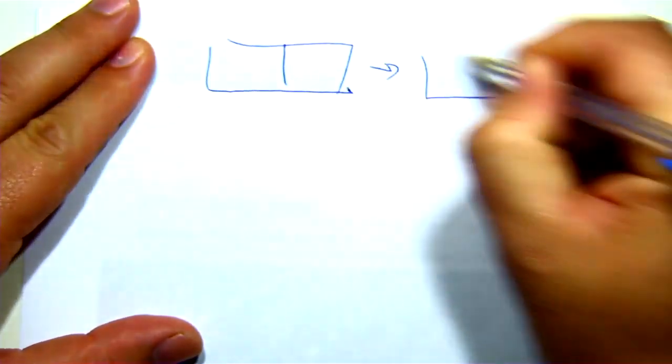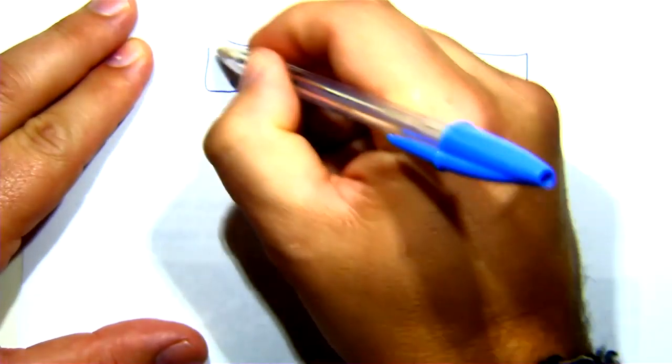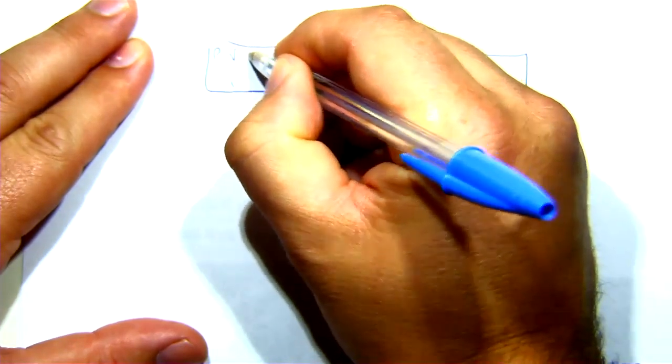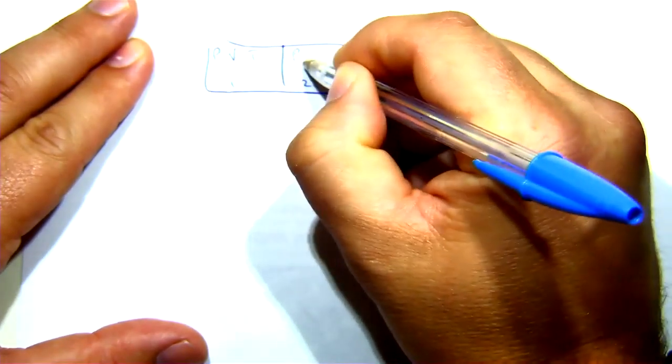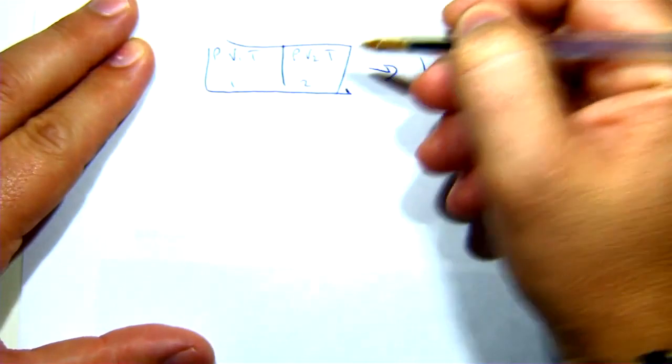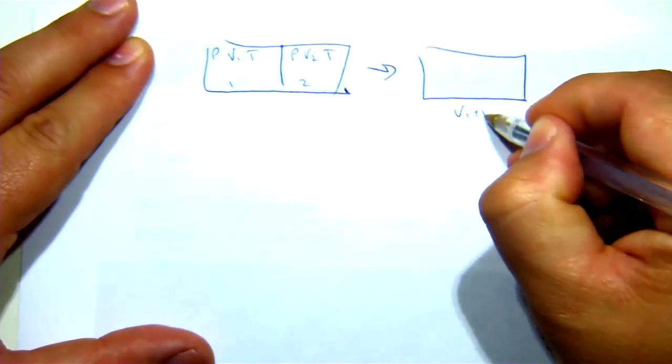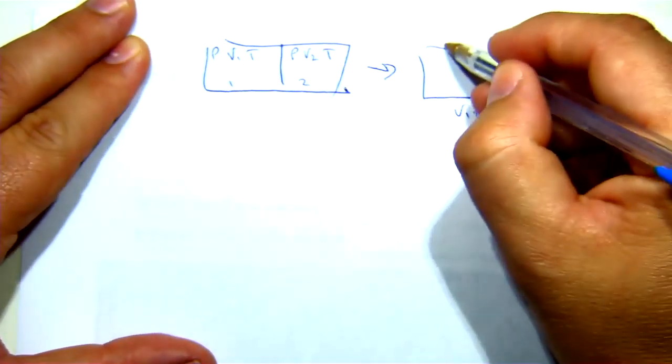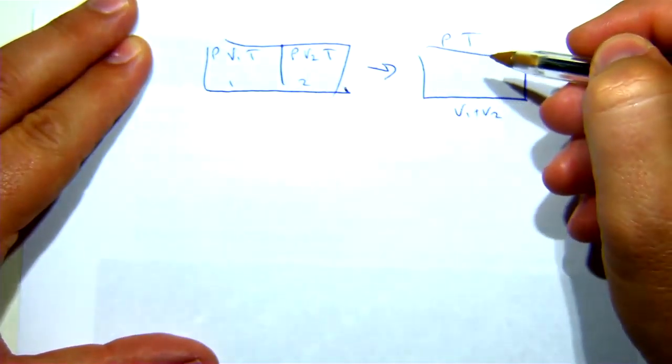We're going to let time go to infinity so they're completely mixed. We've got the two boxes. So 1 had P, V1, T. 2 had P, V2, T. This is V1 plus V2. And we're going to say that P and T are the same at the end.